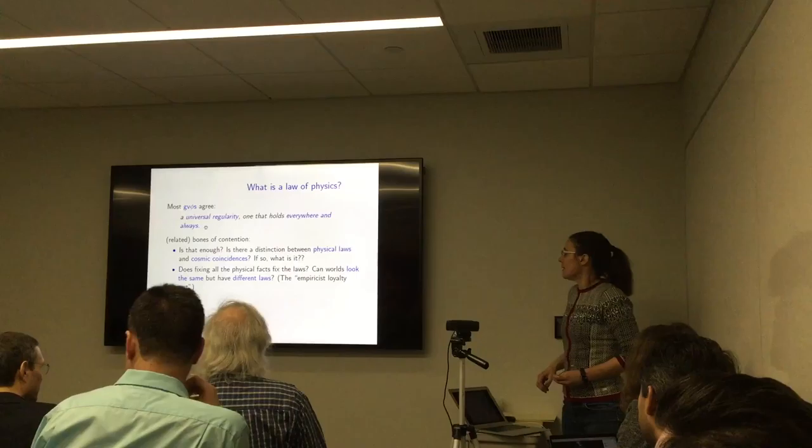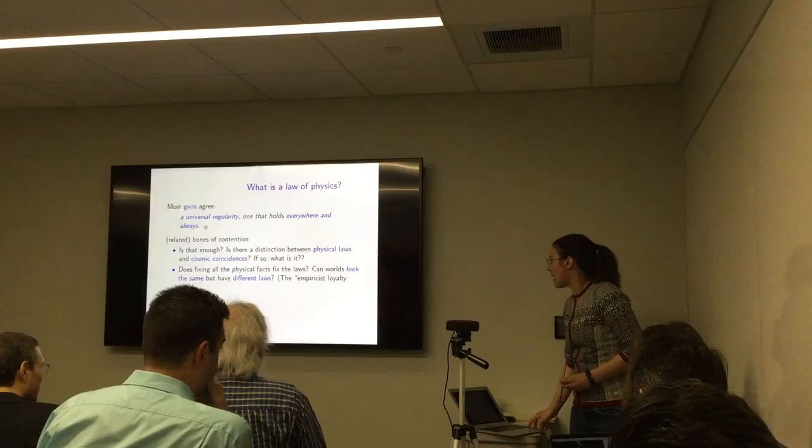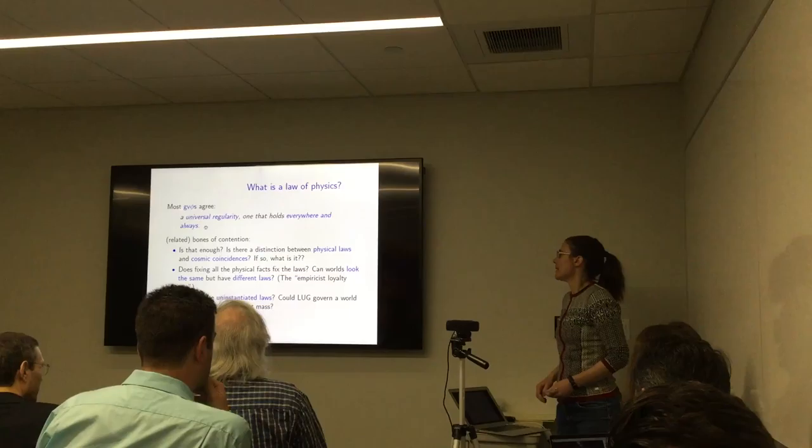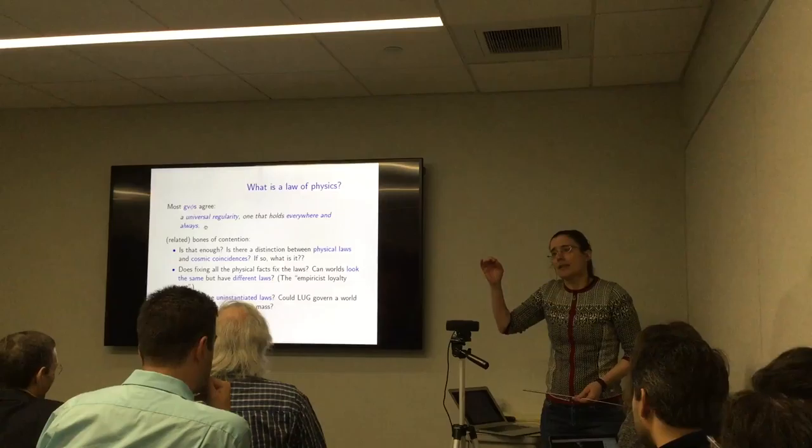People who are known in philosophy as empiricists are committed to thinking fixing the physical facts fixes the laws. People who think there's something more going on with laws aren't always bound to that presupposition. But here's another kind of thing philosophers disagree about. Can there be uninstantiated laws? Can something be a law of a universe when it has no instances? So consider a universe consisting of a single point mass. Does it make sense to say it obeys the law of gravity?